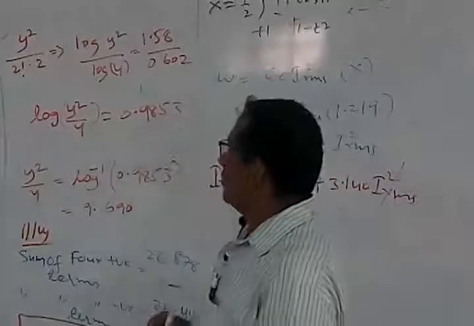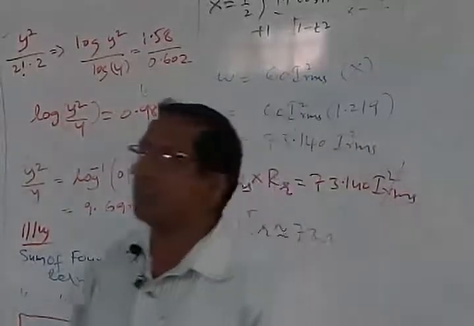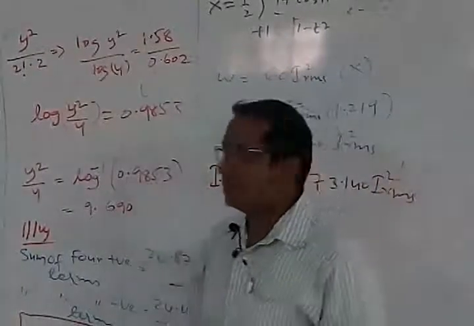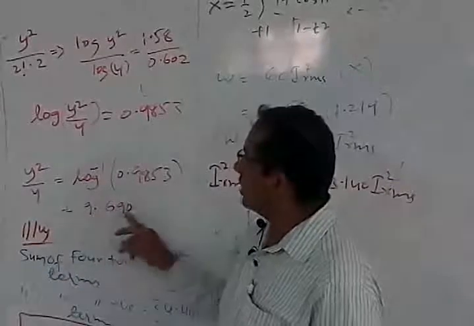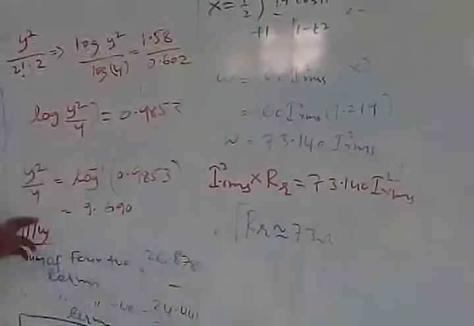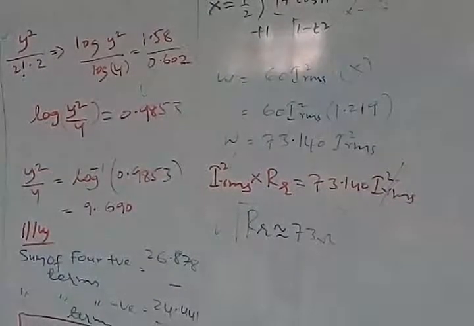What is the result of this? 0.9853. Now the value of this y square by 4, which is the first term in the previous equation, what am I going to have? Inverse log of 0.9853. Inverse log of this is equal to 9.690.